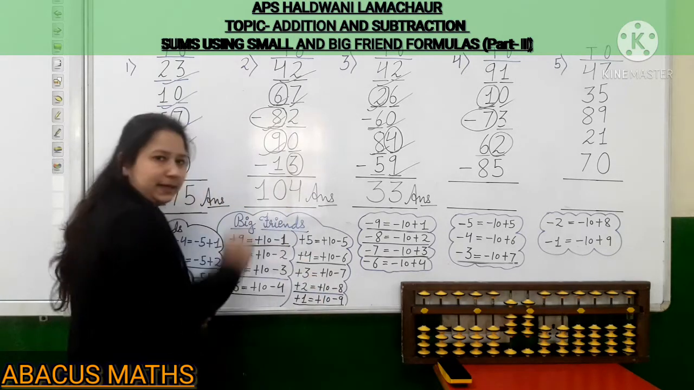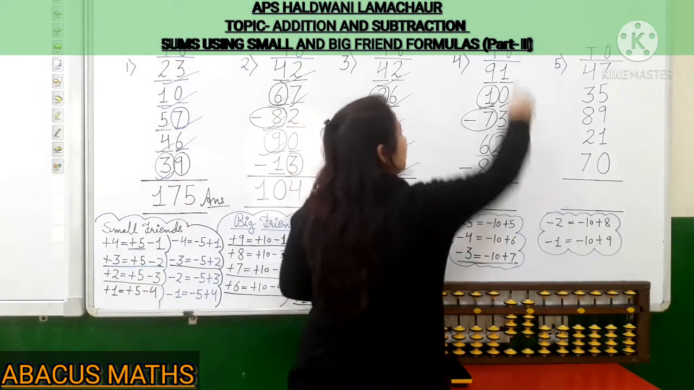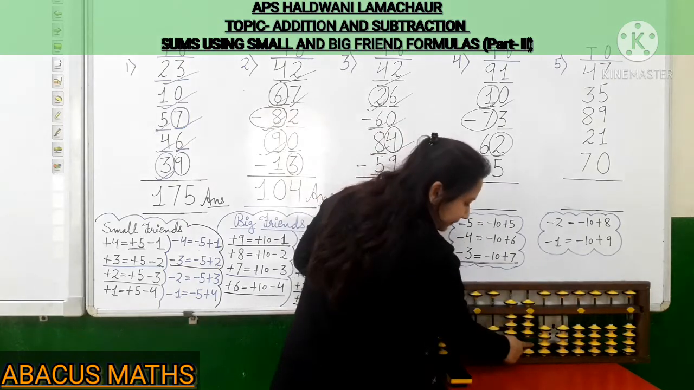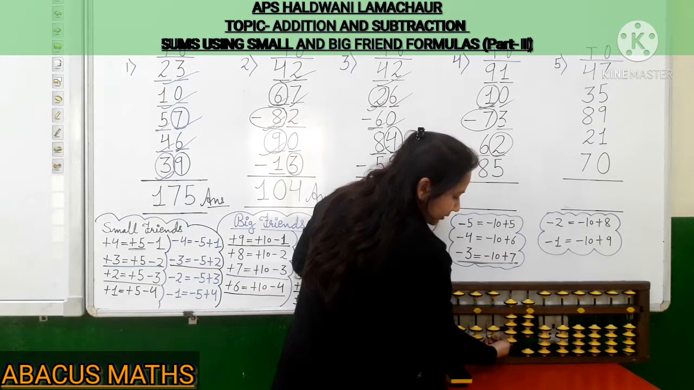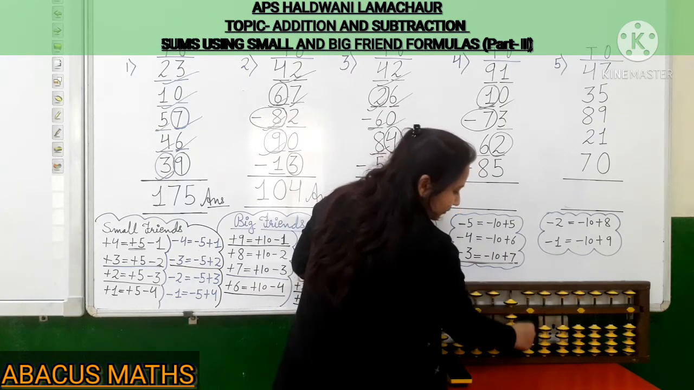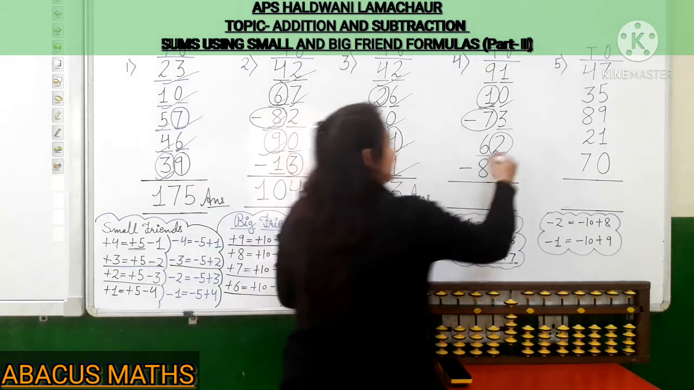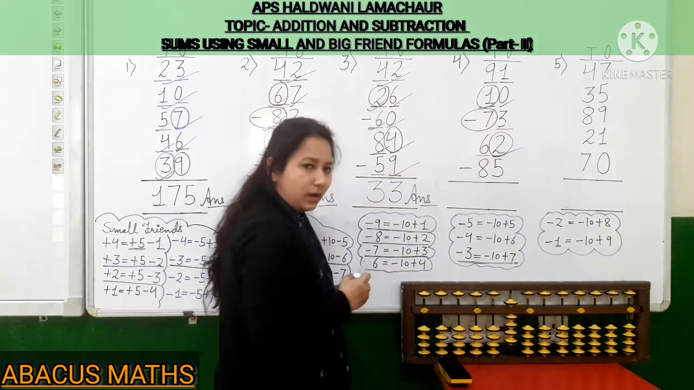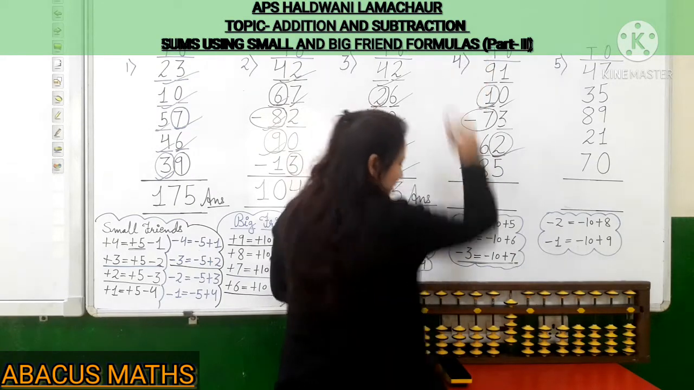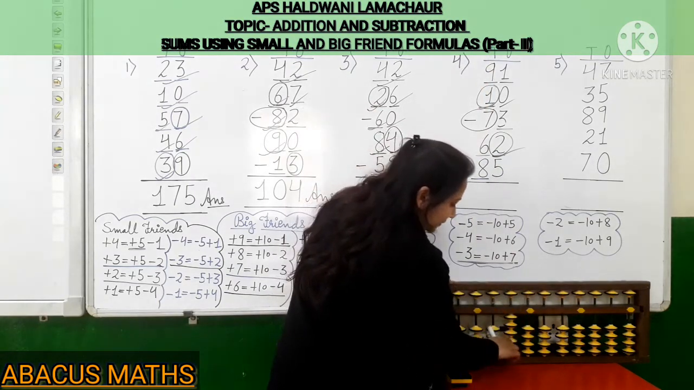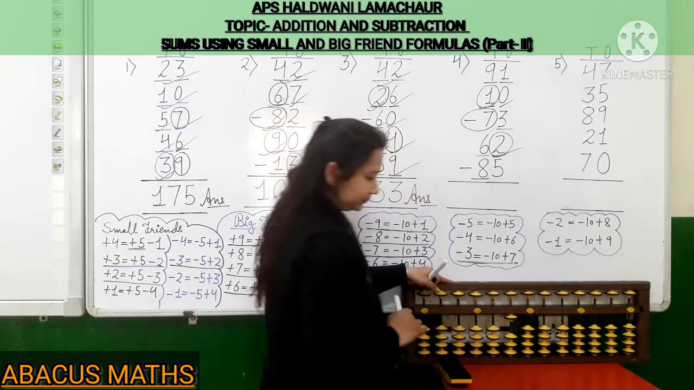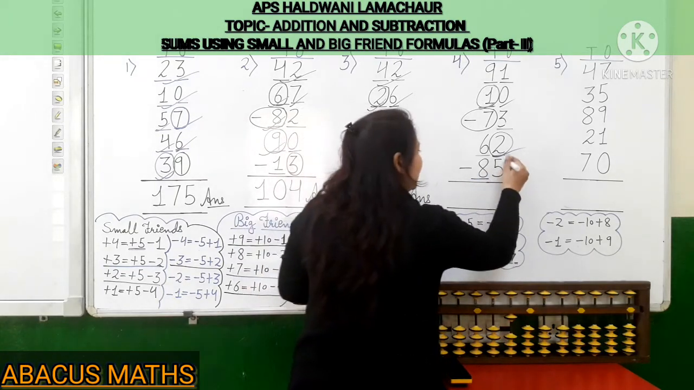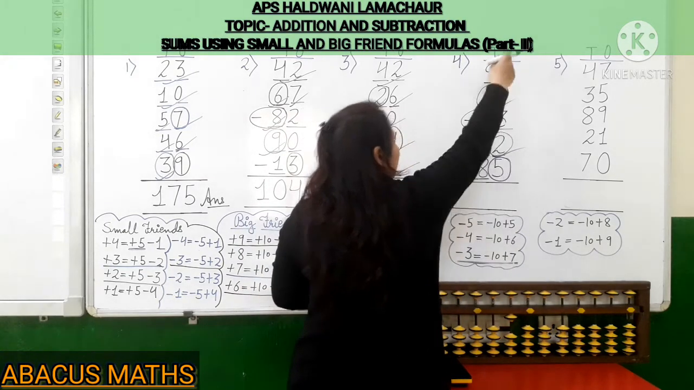Plus 10 minus 8. 2 you have to add in the 1's rod, here. Plus 10 you will do here, and minus 8 from the same rod. And 2 is done. Now minus 8 in tens. 5, 6, 7, 8. And minus 5 in the 1's rod.